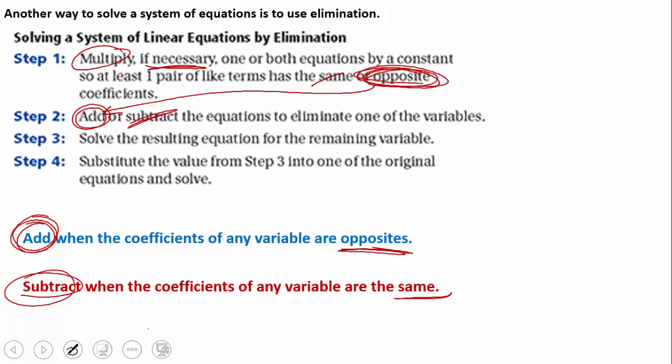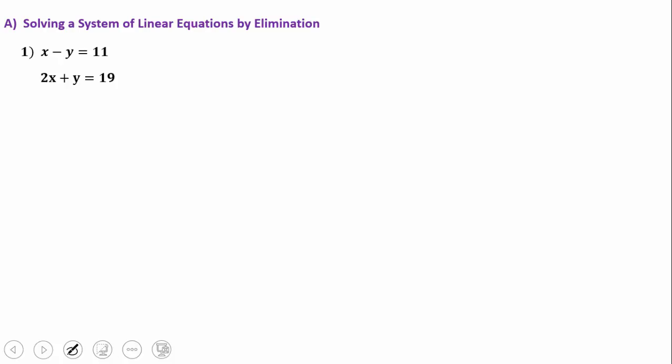All right? So let's do a couple. Solving a system of linear equations by elimination. And that's exactly what we want to do. We want to eliminate something. So we're going to use addition and sometimes subtraction. But remember, subtraction, we always follow the subtraction rules of same, change, change. So we will end up changing it to addition.